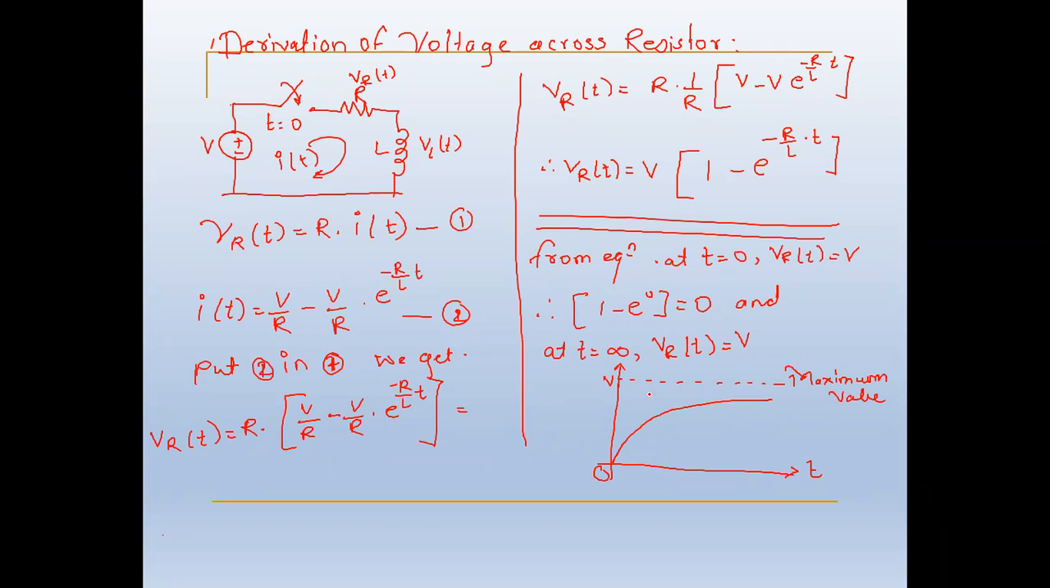Now the last derivation. Is there any doubt till here? Should I go for the next point, the derivation of the voltage across the inductor?